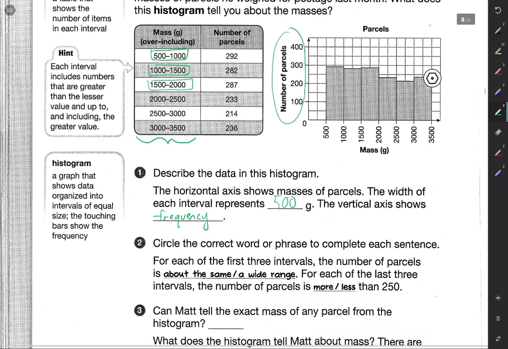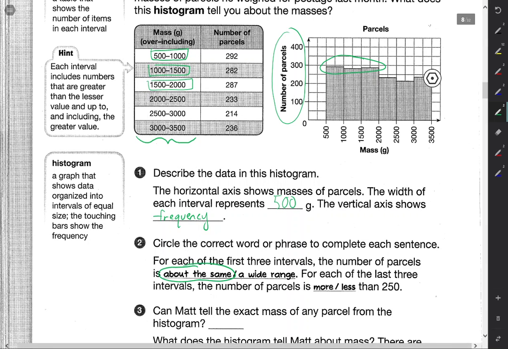For number two, we need to circle the correct word or phrase to complete each sentence. So for each of the first three intervals, the number of parcels is about the same or a wide range. For the first three intervals, that would be these three up here. Does it say about the same or does it move a lot? Looks like it stays about the same to me, so I'm going to circle that one.